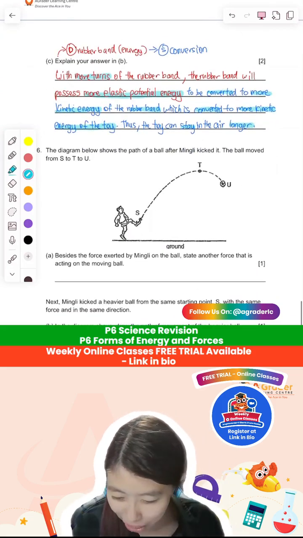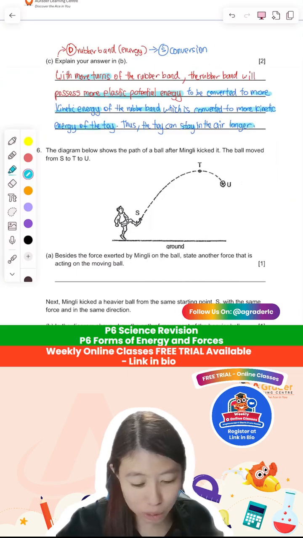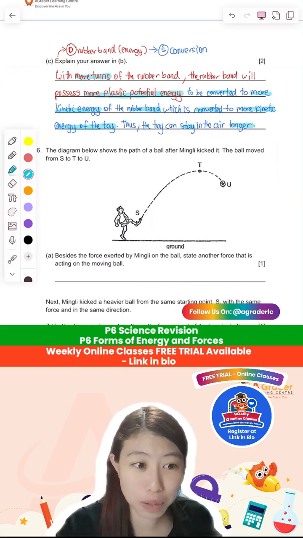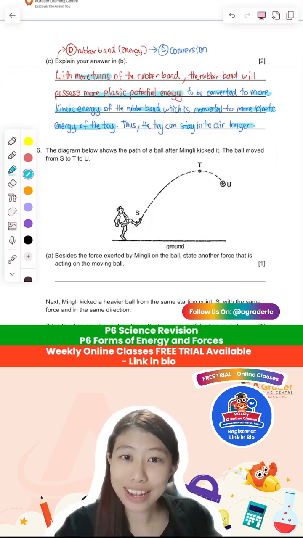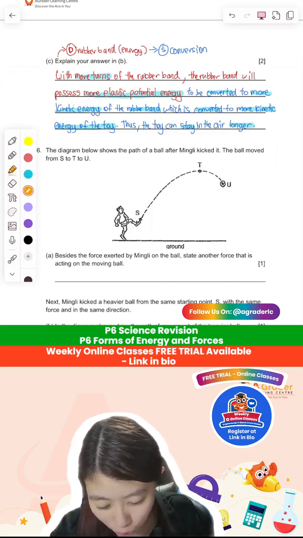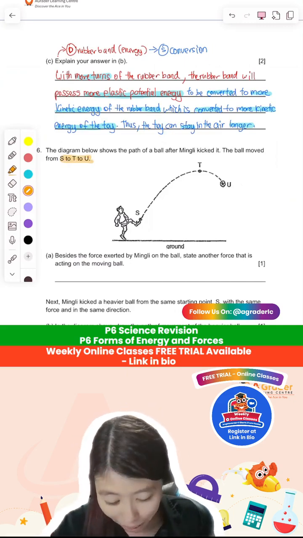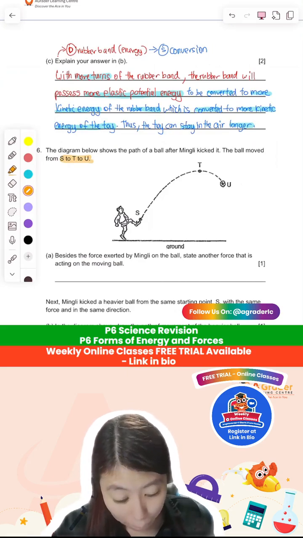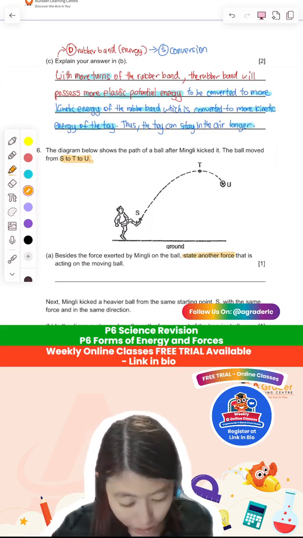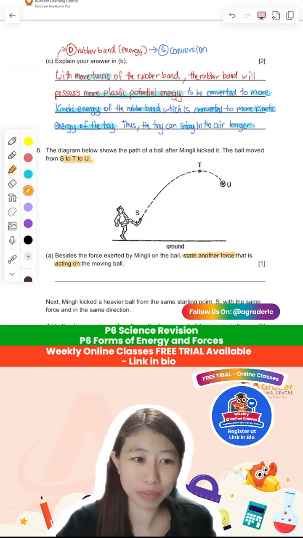All right, so let's look at 6. For question 6, it says that the diagram below shows the path of the ball after this person kicked it. If you all know the answer, you all can tell me. The ball moved from S to T to U. So, besides the force exerted by Mingli on the ball, state another force that is acting on the moving ball.